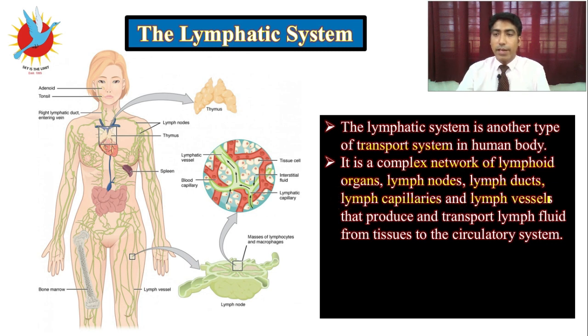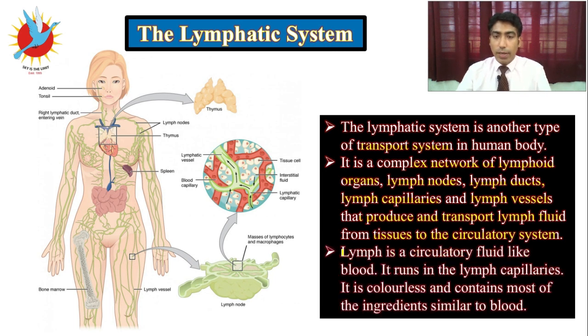So basically it is a network of various components that produces and transports the lymph fluid from the tissue to the circulatory system. So it is a kind of exchange system that works in between the tissue and the circulatory system. Lymph. What is lymph? Lymph is a kind of fluid that is present inside the lymphatic system and keeps on flowing through the lymphatic system.